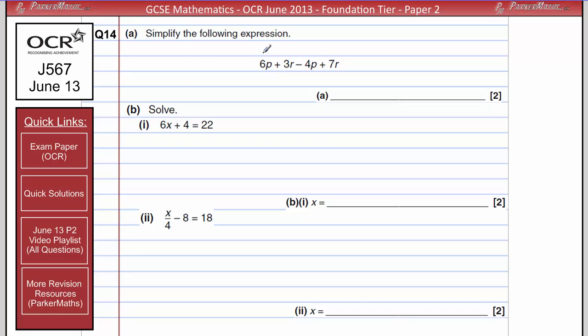So first of all, I'm going to look at any term involving a p. I've got 6p here. Here, I haven't just got 4p, I've got minus 4p. And it's really important you include the sign that comes before each term, it's part of it. So 6p take away 4p is going to give me 2 lots of p.